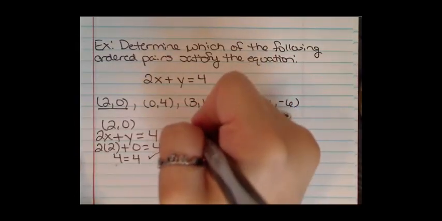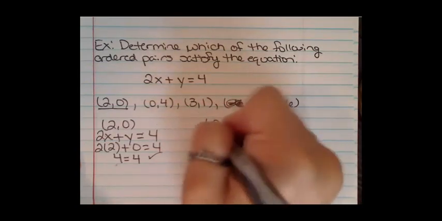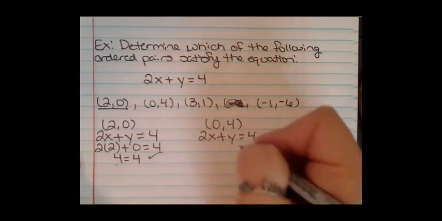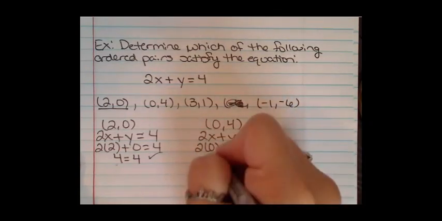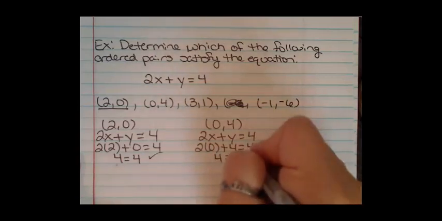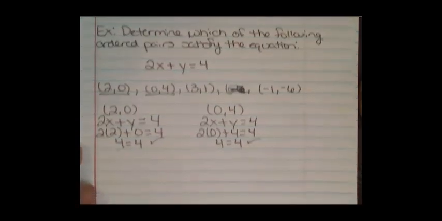So we're going to do it again for the (0, 4). So we'd have 2 times 0 plus 4 equals 4. So we get 4 equal to 4. That's true. So (0, 4) is a solution, or that ordered pair satisfies the equation.